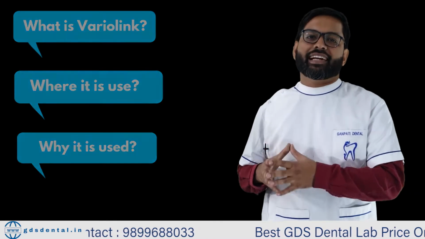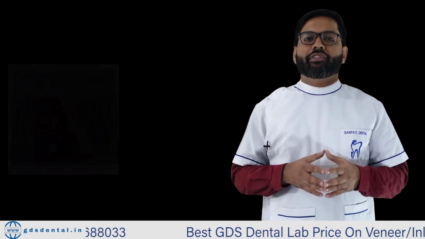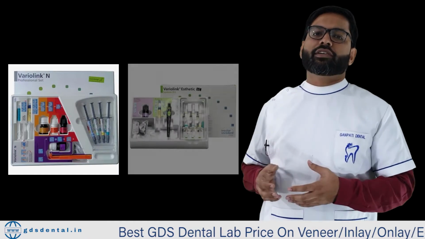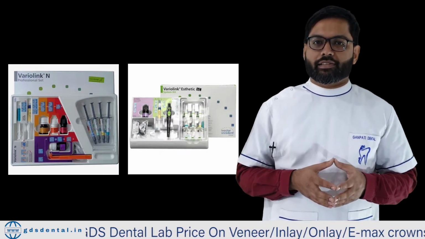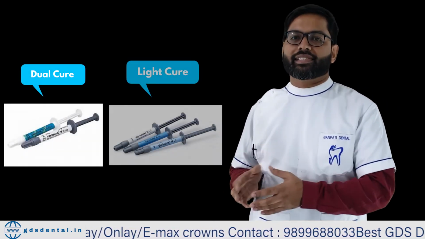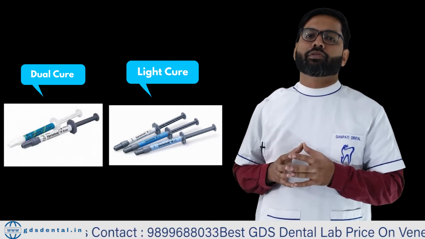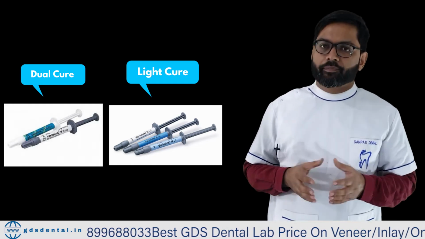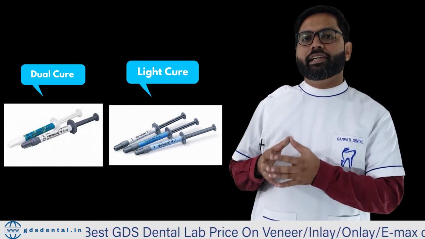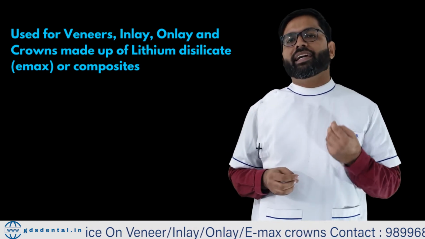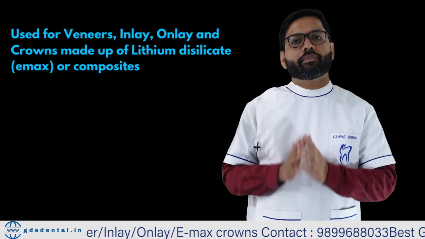On the internet, you will find VarioLink N and VarioLink Aesthetics. In India, we get VarioLink N and for Western countries, it is VarioLink Aesthetics, but both are the same cements. Basically, VarioLink comes in two forms, Dual Cure (DC) and Light Cure (LC). You can use this cement on those restorations in which some amount of light can pass, like lithium disilicate material EMAX and composites. So I use this VarioLink for bonding my inlay, onlay and veneers made up of EMAX like material.